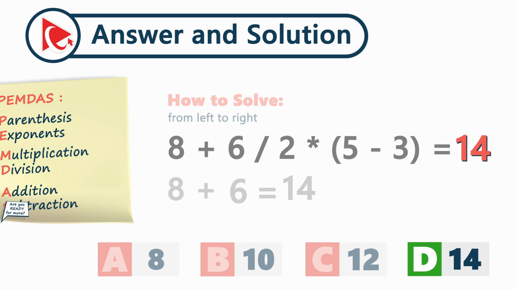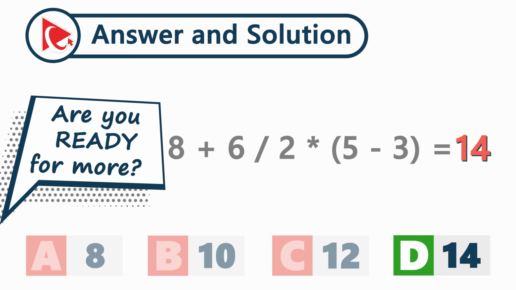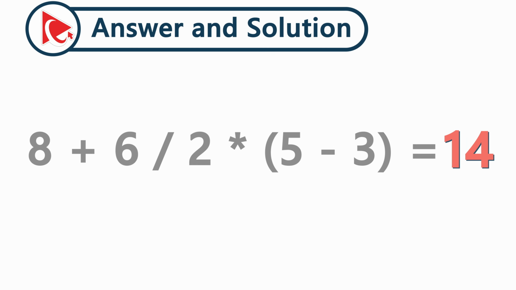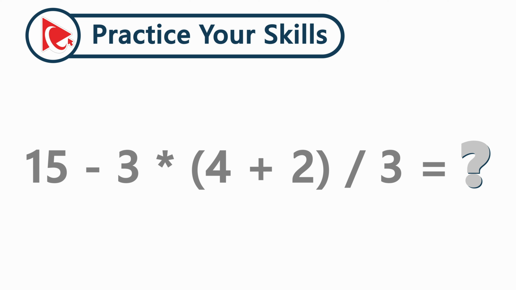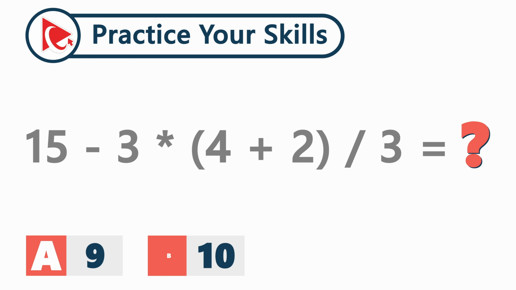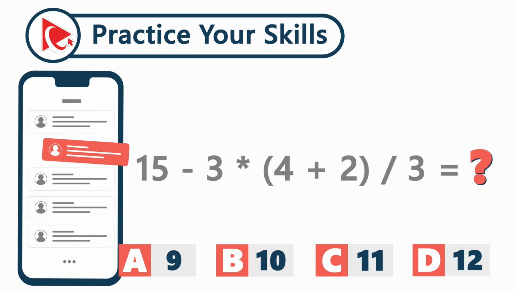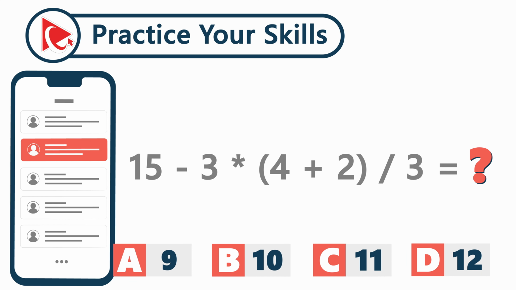But wait! Are you ready for more? Especially now, when you know how to solve these types of challenges. Try this question to see how you would do. You're presented with the expression 15 minus 3 multiplied by (4 plus 2) in parentheses divided by 3. You need to calculate the result and select your answer out of 4 possible choices. Choice A, 9, choice B, 10, choice C, 11, and choice D, 12. After you've worked out your answer, post it in comments and I'll share my feedback. Enjoy solving this cool expression.